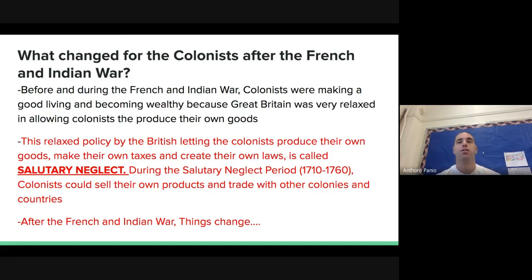So the colonists started to have their own way of living through their own wealth and prosperity, because Great Britain wasn't bothering them. They were getting the best of both worlds. Great Britain was protecting the colonies. They were under British control, but the people in the colonies were able to make their own money. This relaxed policy by the British, letting the colonists produce their own goods, make their own taxes, and create their own laws, is called salutary neglect.